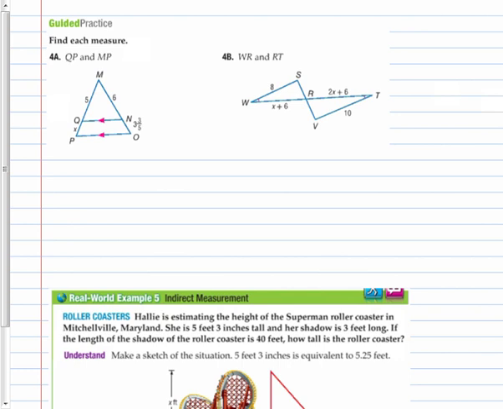Well, they want us to figure out some measures. QP. They have called it X down here. They want us to figure out this measure. First tell me, do I have similar triangles in 4A? And I want to know the reason then, if I do. We just have three reasons. Angle, angle, similarity, side, side, side, similarity, side, angle, side, similarity. Yes. By what reason? Angle.